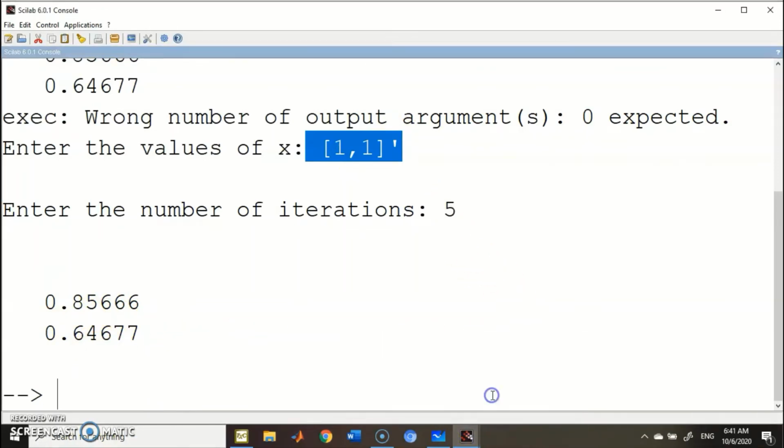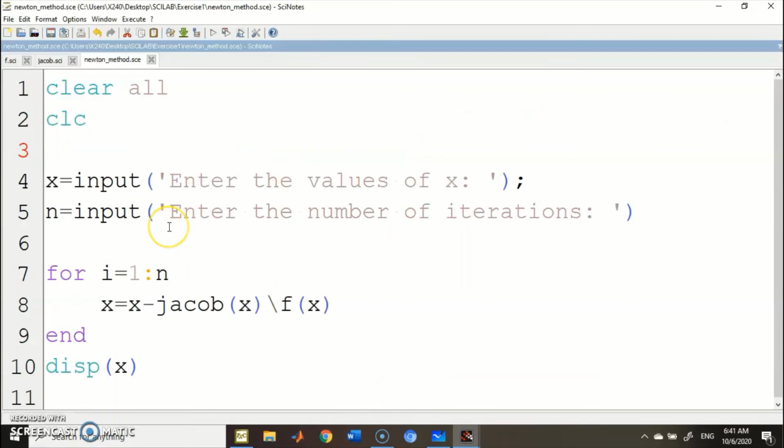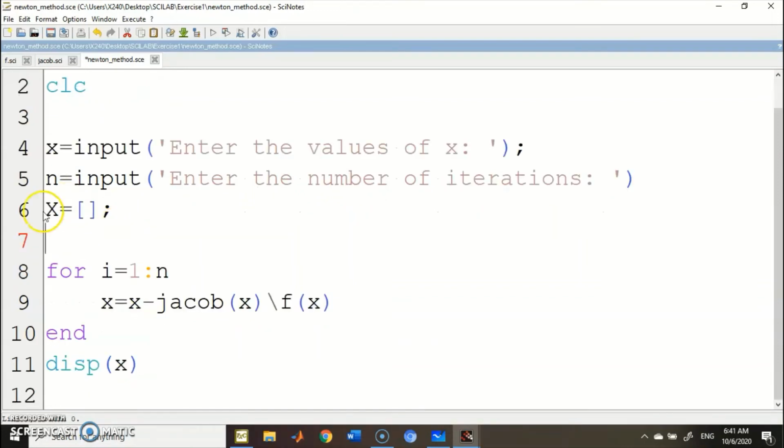We don't want that. If you want to store it as a vector, we can say my big X equals a bracket. We want the X to be all the values up to n. So my big X equals my big X, comma, small x, and then display my big X. What this means is all these values will be shown when I click the run button.